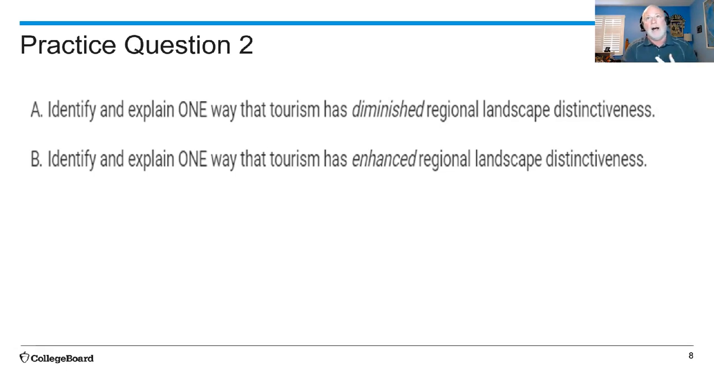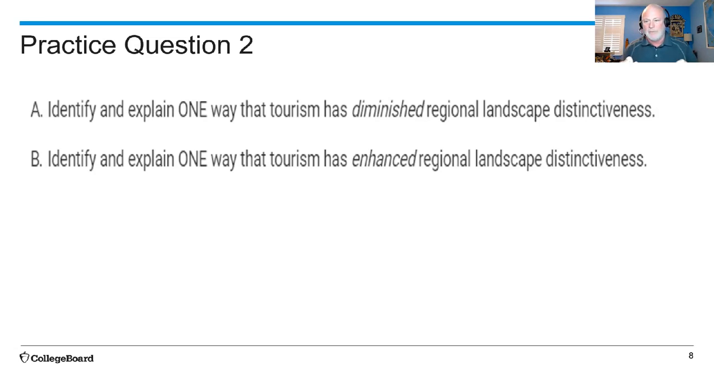It could be, looking at pollution, the airplanes that have to fly you in there, the buses that take you up and down the mountain, and all that kind of stuff. That's the diminishing part. But remember also what I said, the enhancing part, the money we're spending.